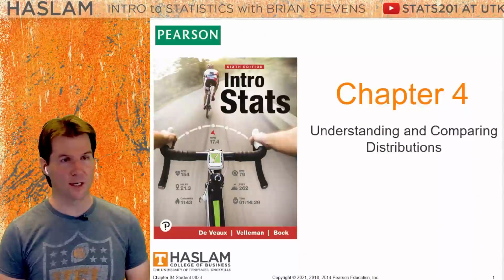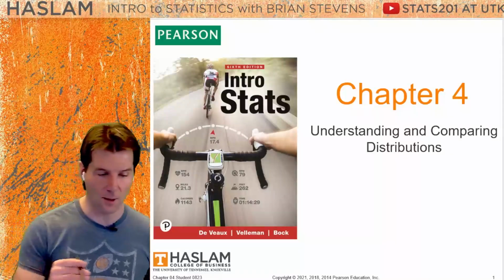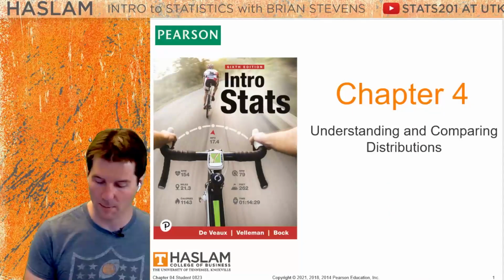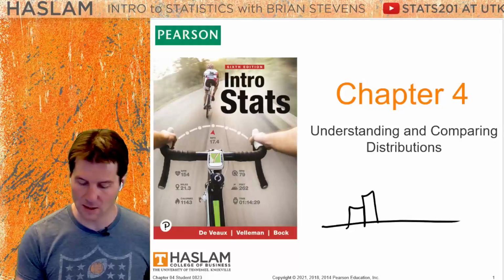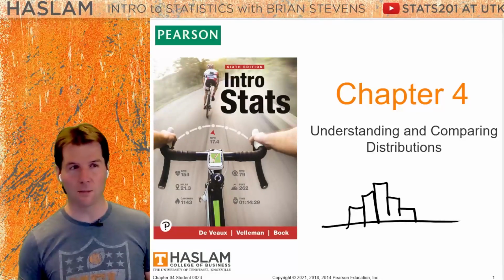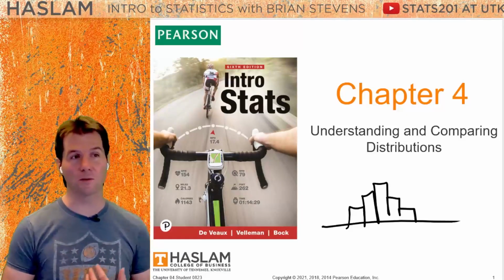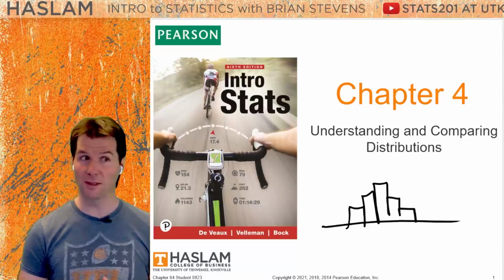Let's talk about understanding and comparing distributions. Remember, a distribution is how things are spread across a number line. So this is how something is distributed. Now, when we want to understand it, we can talk about the mean, the median, the mode, the range, the standard deviation, the IQR, different values to give it context, which all data needs.